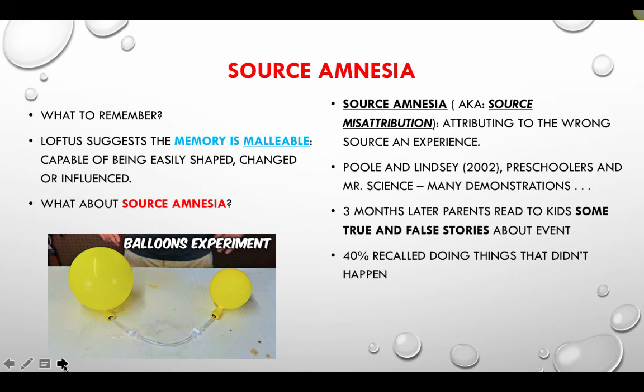So we might remember information from a movie, from a previous experience, even from a dream or a book that we read, and incorporate that into our memory. So something that actually happened that we read, and we incorporate it into a memory as if it had happened along with another memory.